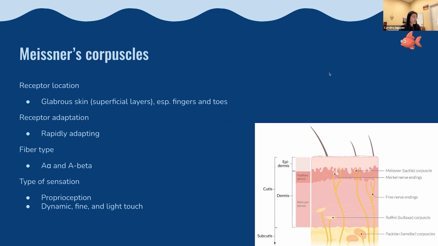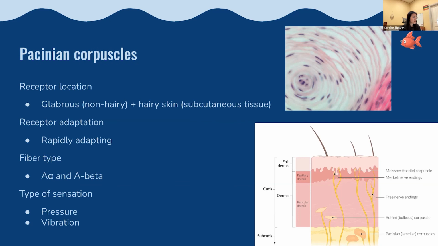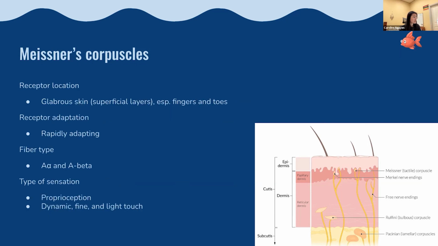Meissner's corpuscles are located in the non-hairy glabrous skin, rapidly adapting as well, A alpha and A beta, but instead of pressure and vibration, they sense proprioception, which we'll talk about, and dynamic, fine, and light touch.